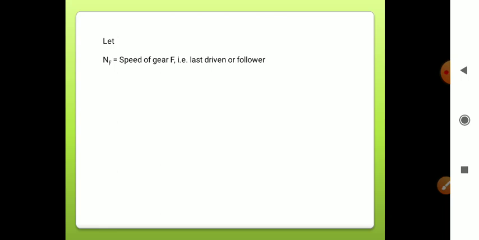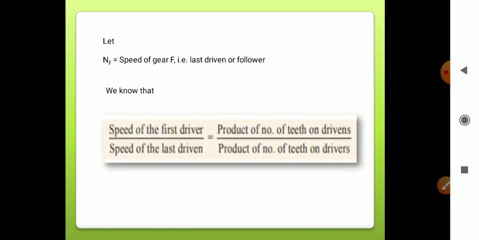NF is the speed of gear F, which is the last driven or follower. So we know the formula. What is the formula? Speed of the first driver divided by speed of the last driven is given as the product of number of teeth on drivens divided by the product of number of teeth on drivers.